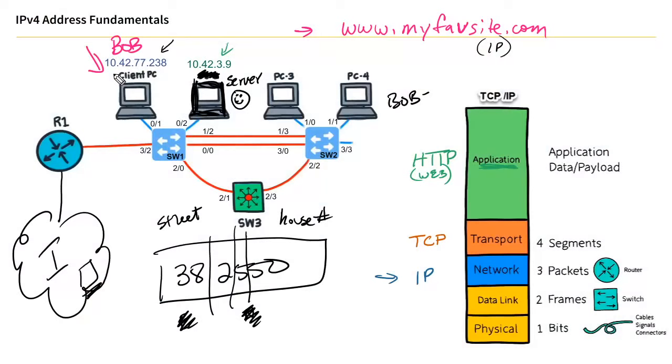All right, let's play a game. Let's play a game based on this topology. And the game is same network or not same network. So we have this client PC at 10.42.77.238. We have this server at 10.42.3.9. And I happen to have both of those right here, and I will go ahead and put them up. All right, those are the two IP addresses. Let me bring them up on video here.